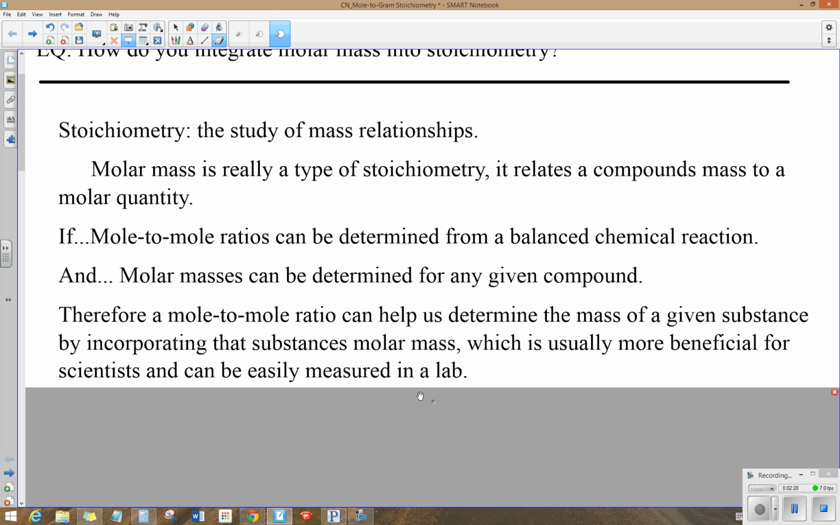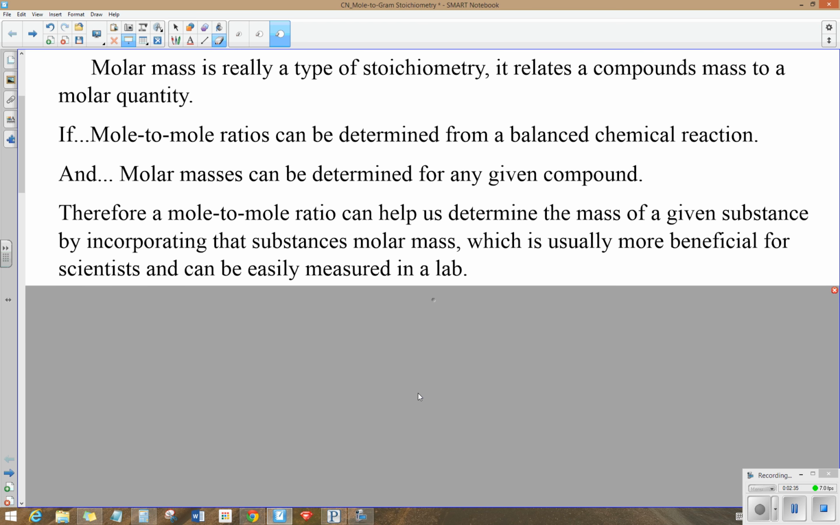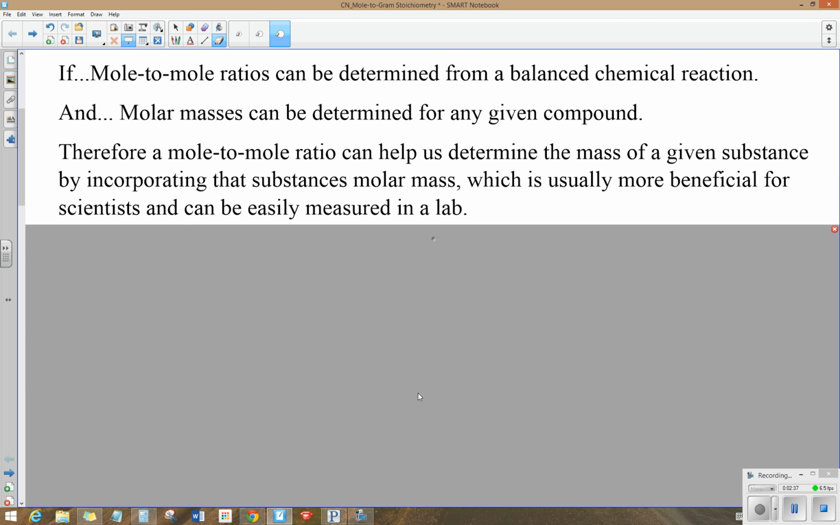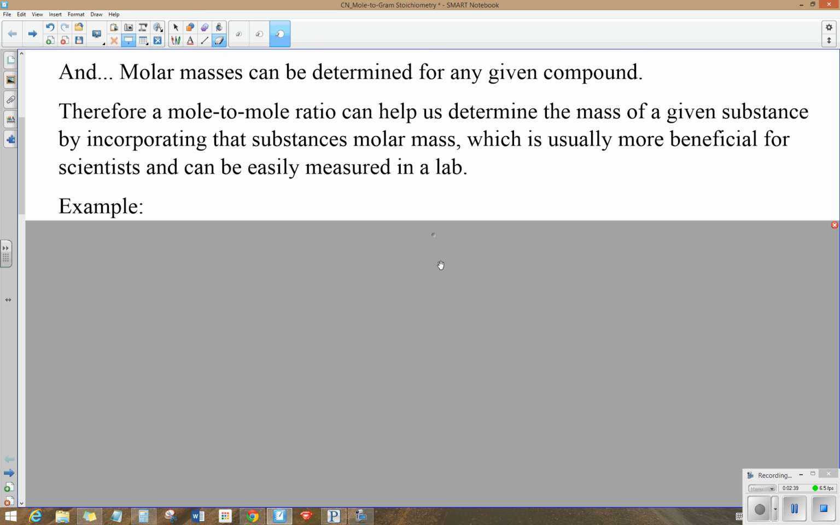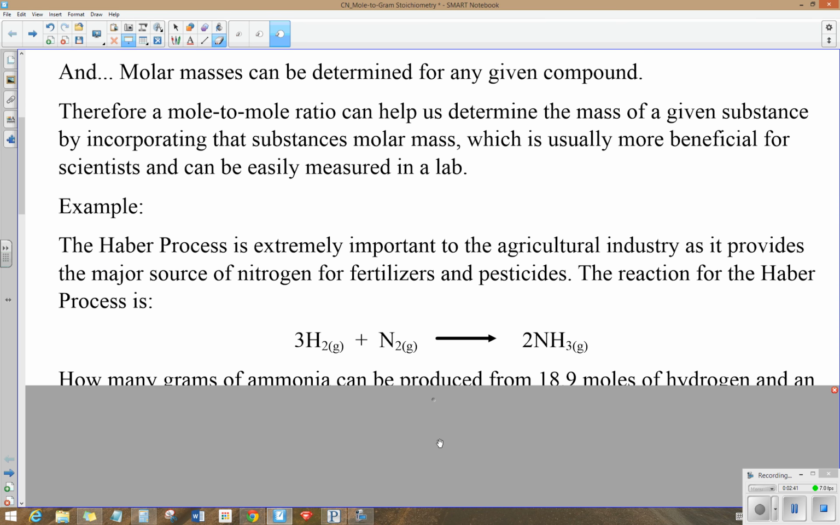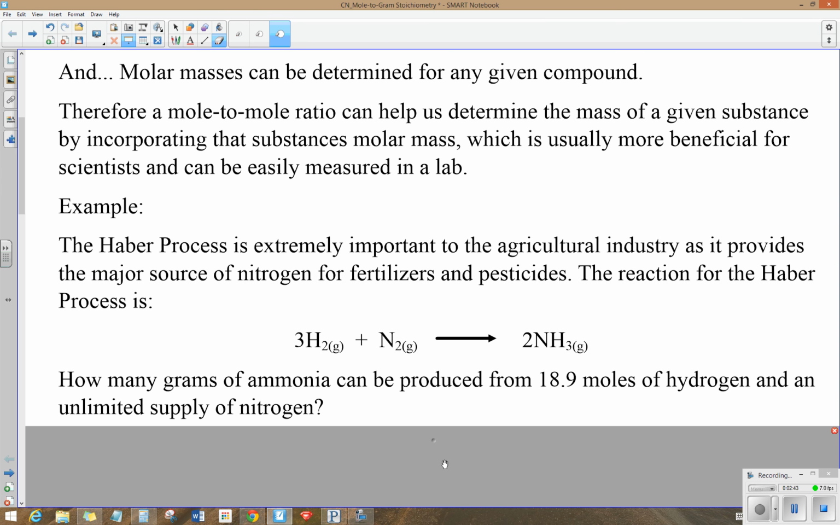What does a word problem look like with something like this? And hopefully you'll notice that it is very similar to the previous problem. So here we go.